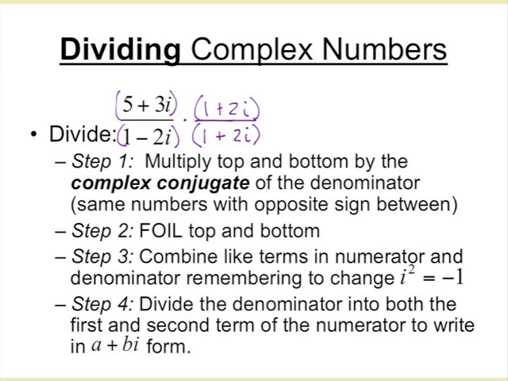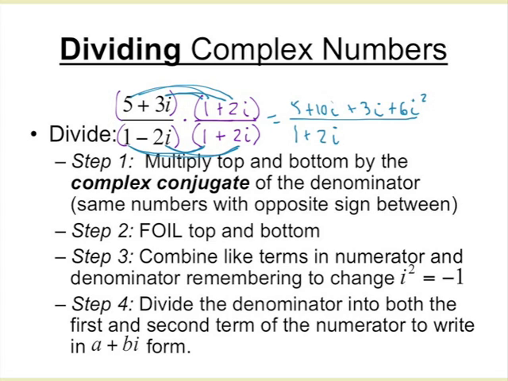So yesterday we learned to multiply, so now we're going to multiply these together, foiling the way that we learned yesterday. So I pass out the 5, and I get 5 plus 10i, and then I pass out the 3i, and I get 3i plus 6i squared on the top. And then multiply out the bottom. Get 1 plus 2i minus 2i minus 4i squared.